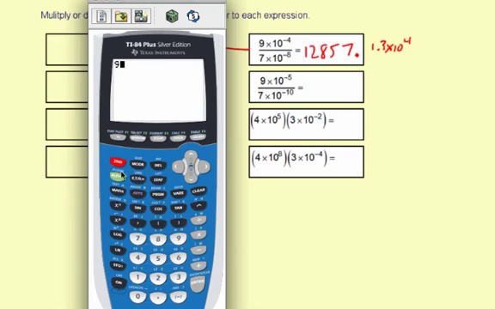9. I hit the EE button. And the power is negative 5th, so that's 9 times 10 to the negative 5th. Then divided by 7 times 10 to the negative 10th. And that one is 128,571.